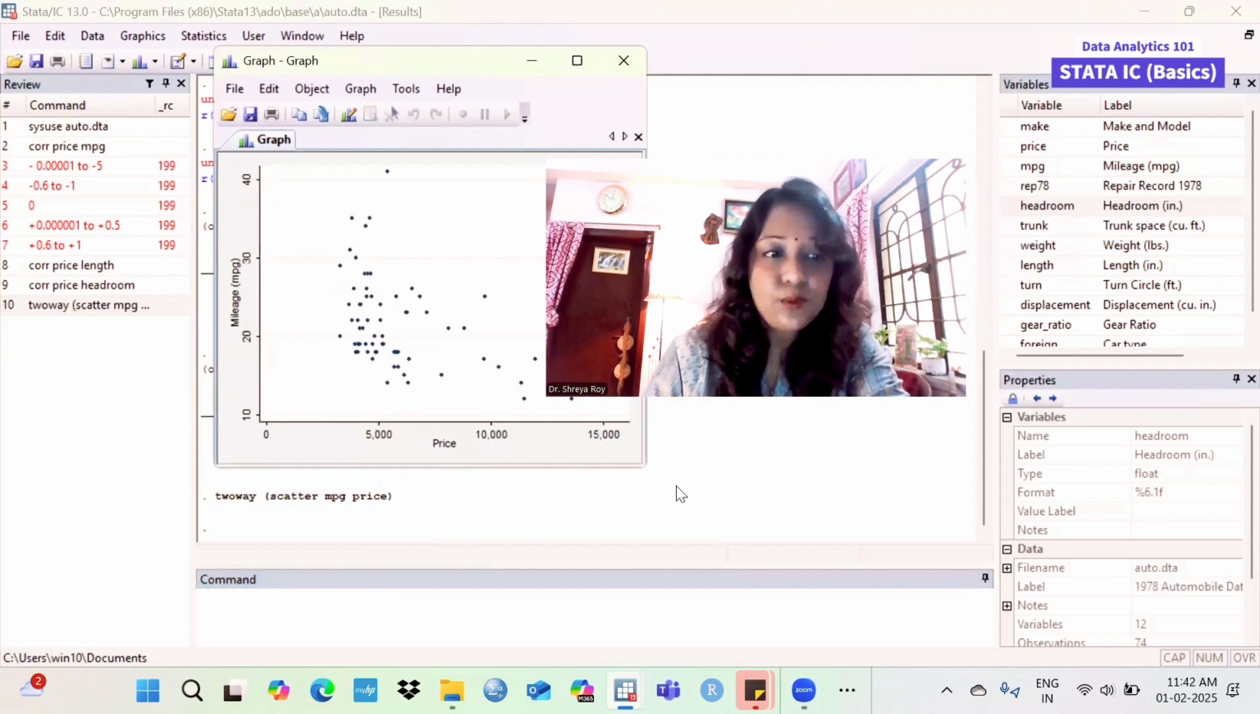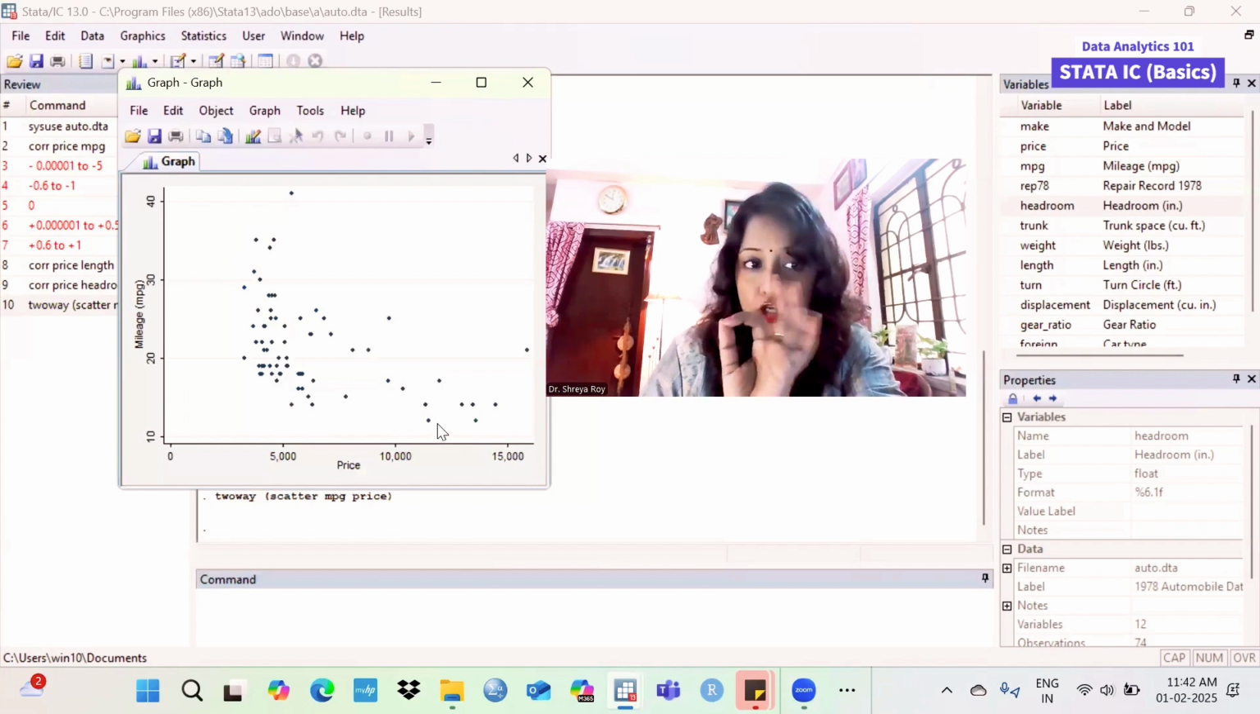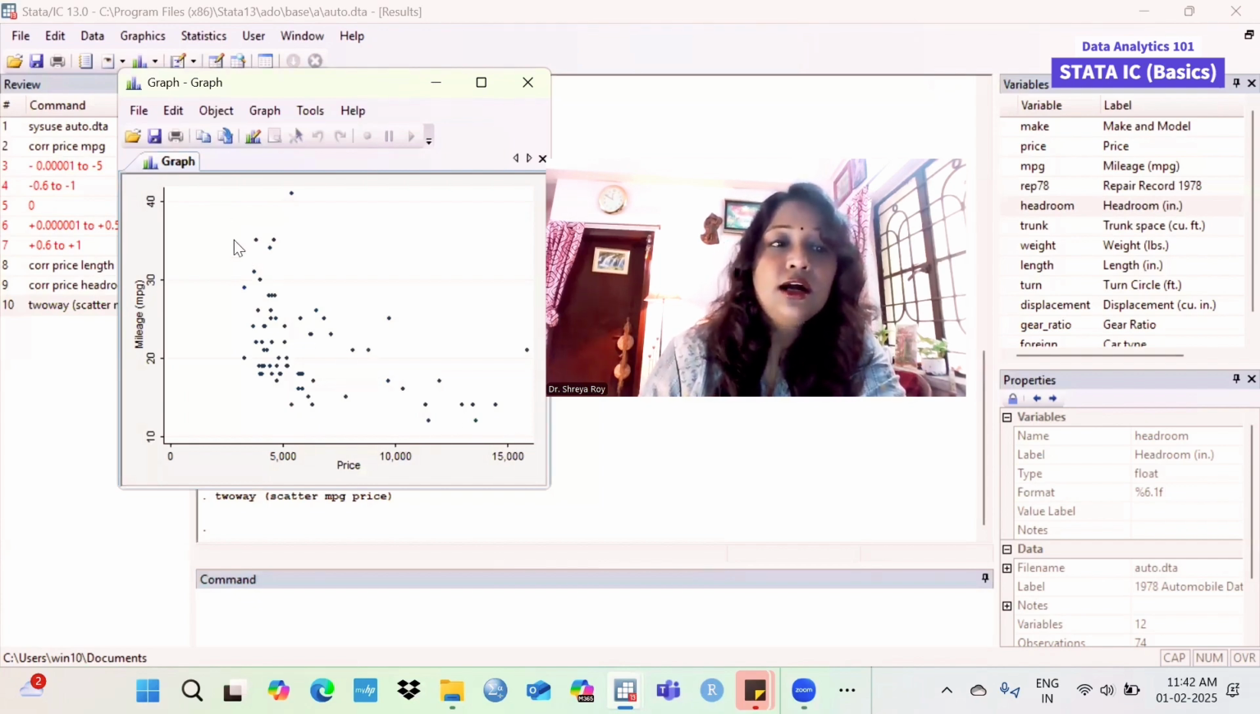So this is the plot that we get. Now we see that most of the dots are sloping throughout, which means as the price is high, the mileage is less. Let's say the price is over here, the mileage is over here. If the price is over here, the mileage is over here. If the price is low, the mileage is over here.